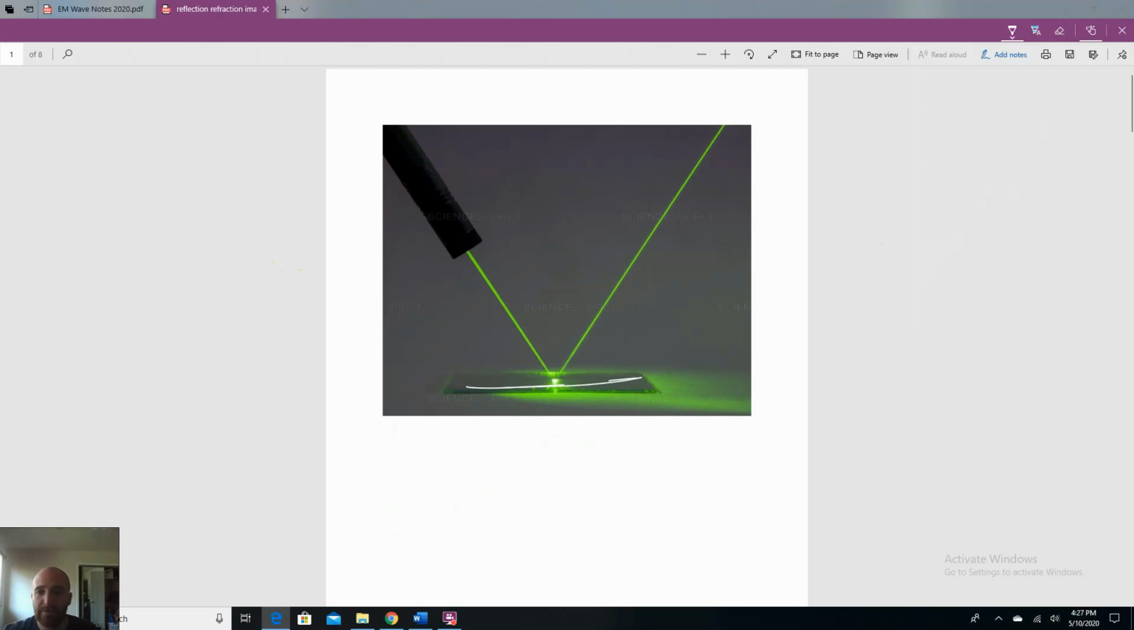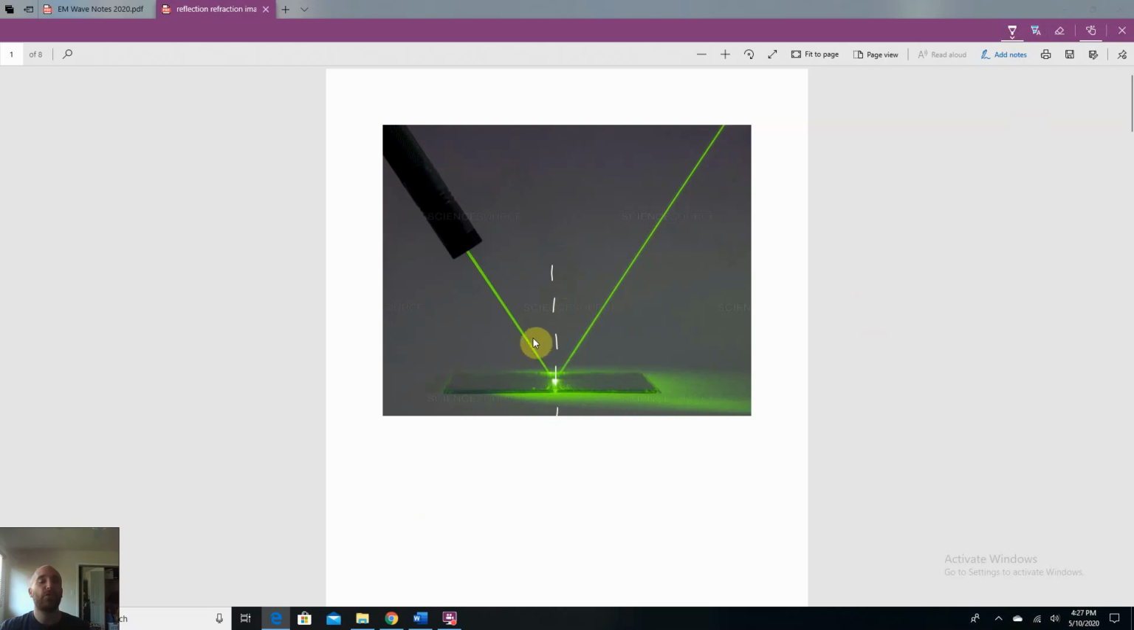Flat right across the bottom. So that's our mirror. And the normal is perpendicular to it. Again, it's just this reference line that we use. Perpendicular to a flat mirror would be straight up and down. It's often drawn dashed, because it's not actually there, so we use that.